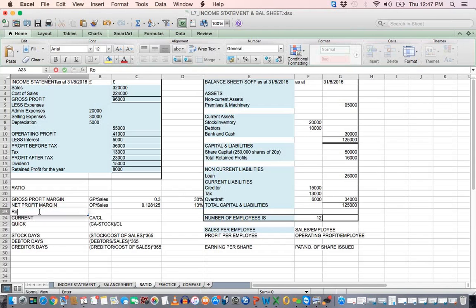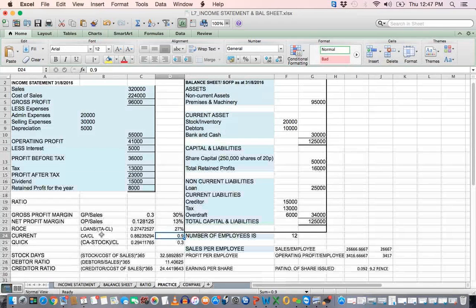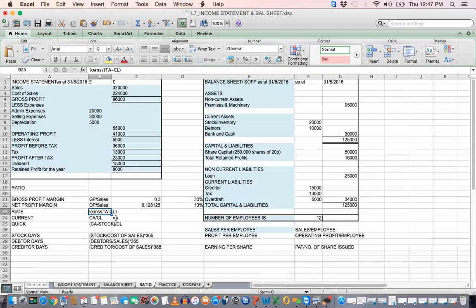Now, you want to see the return on capital employed, and the calculation is profit divided by total assets minus current liabilities. Let's check. The return on capital employed is profit divided by total assets minus current liabilities.